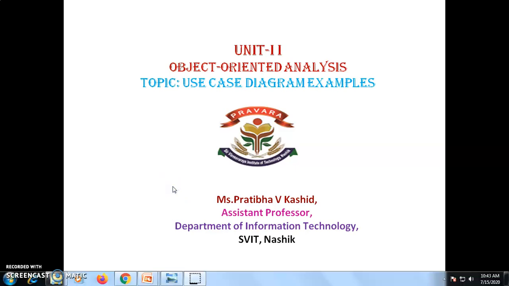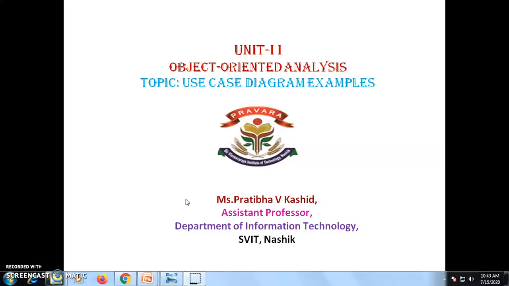Hello students, today we are going to see different examples of use case diagrams. We have seen the different terminologies used for the use case diagram, that means the different notations used to draw it: use cases, actors, the boundary, how the transaction is shown, and how the relationship is shown. So what is the main use behind this?